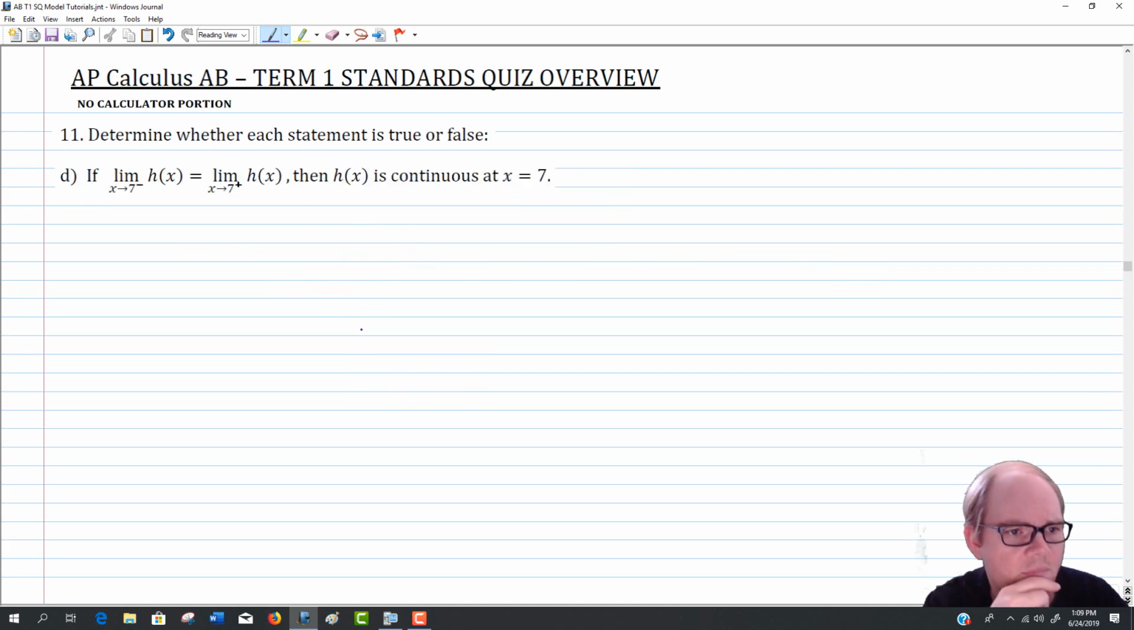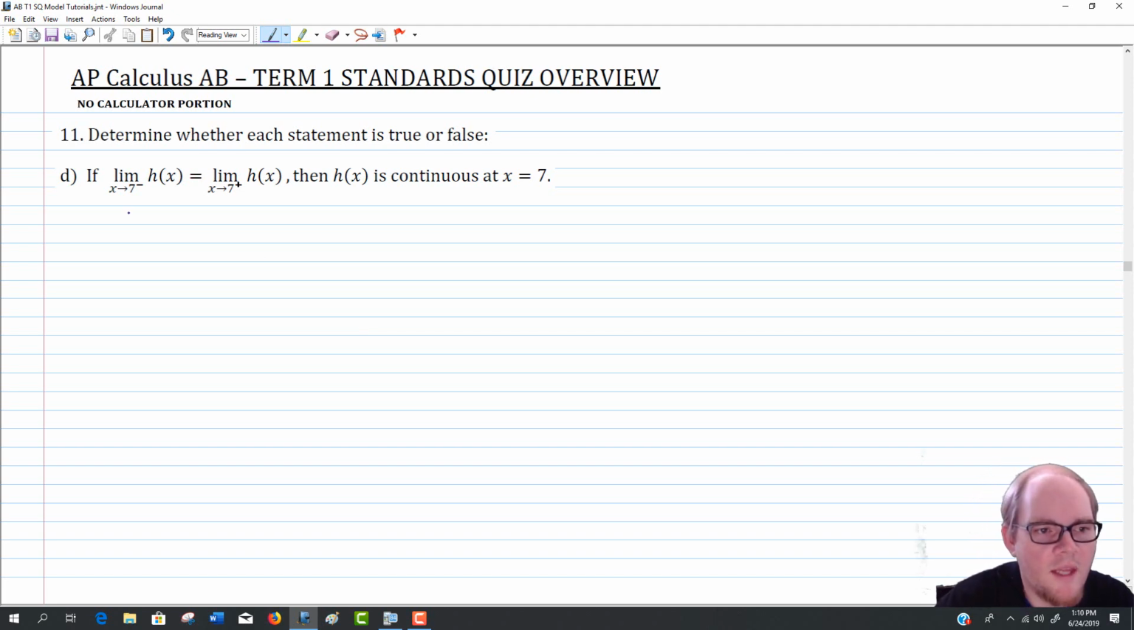Okay, for part D, it tells us that the limit as x goes to 7 from the left side of h is equal to the limit as x goes to 7 from the right of h. It says if those two one-sided limits are equivalent, then h of x is continuous at x equals 7. So this one's involving continuity.